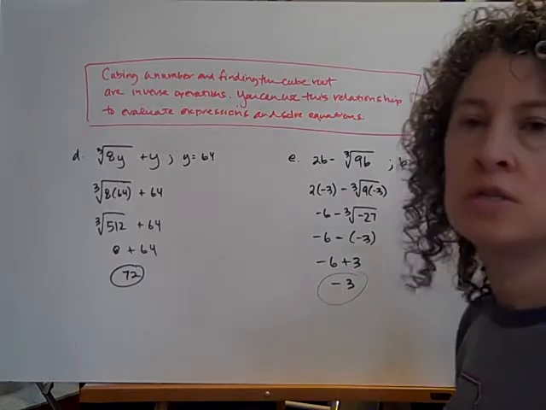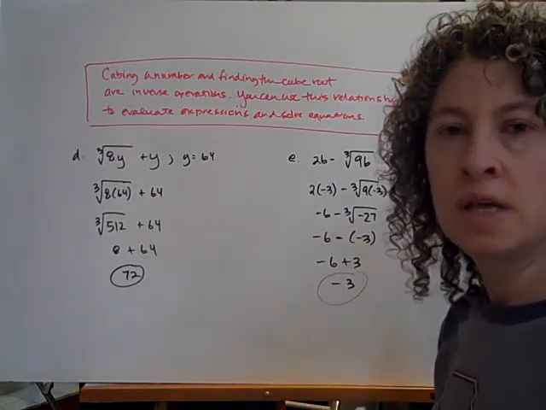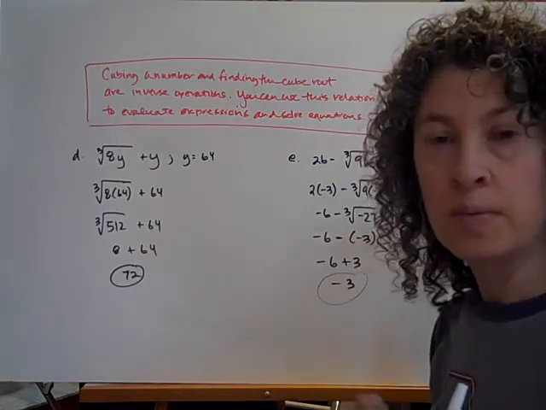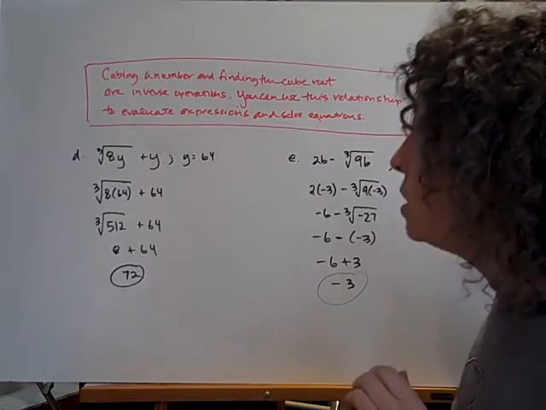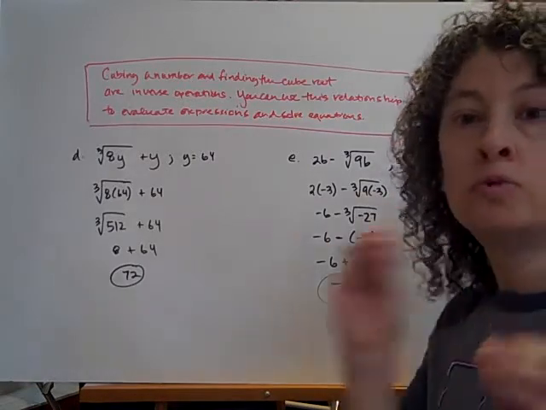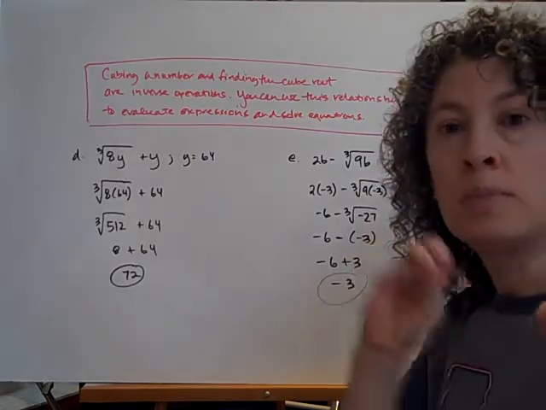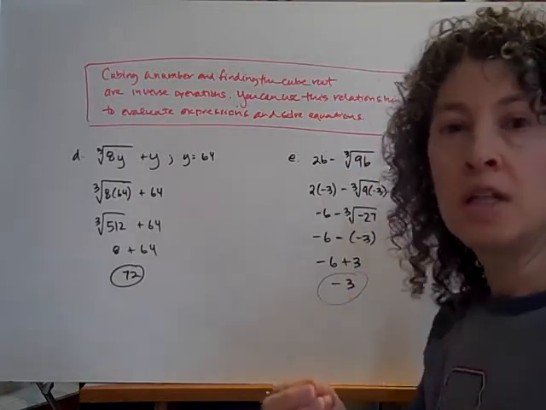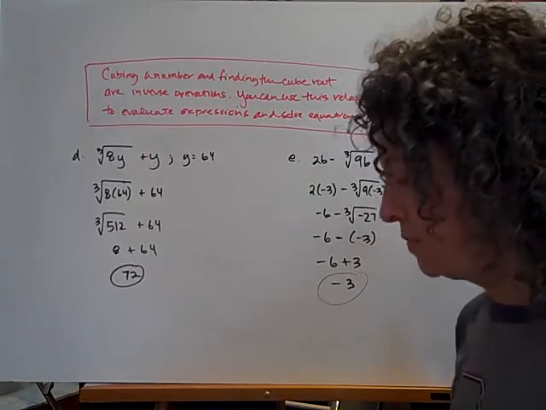So, paying attention to the fact that our radicals, when we think about PEMDAS, are first in our order of operations. Think about them like parentheses. Also, the fact that my roots and my radicals cancel each other out. So if I'm cubing something and finding the cube root, those cancel each other out.